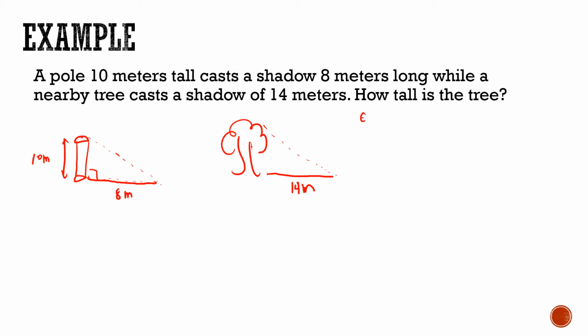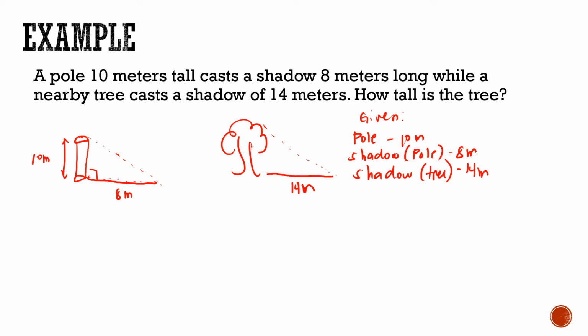So let's have first the given. Our given is the height of the pole, which is 10 meters, the shadow cast by the pole, which is 8 meters, and the shadow cast by the tree, which is 14 meters. Now we want to find, or the unknown, is how tall is the tree. Okay. Now let's have the solution.